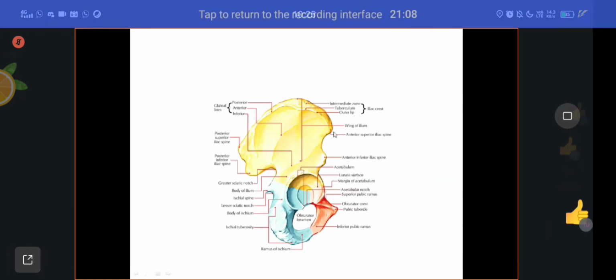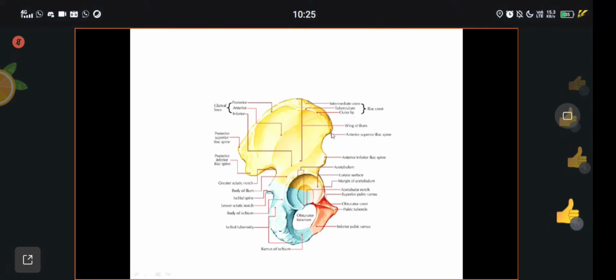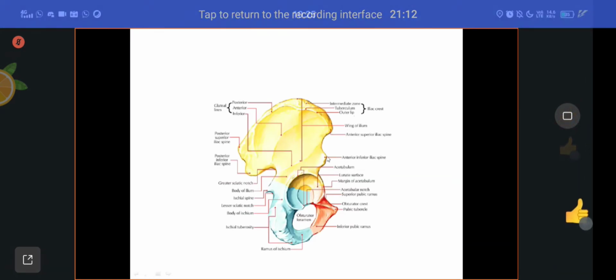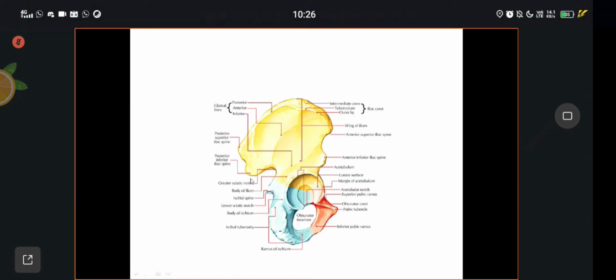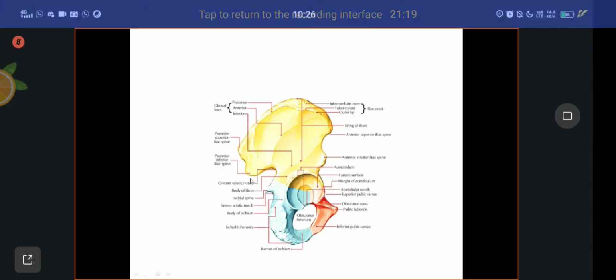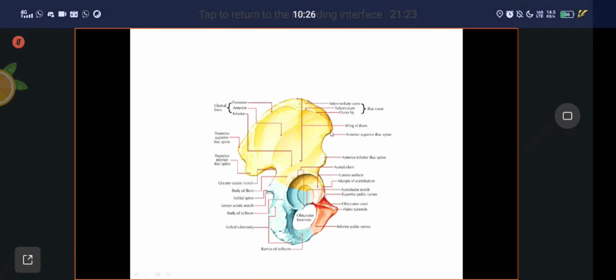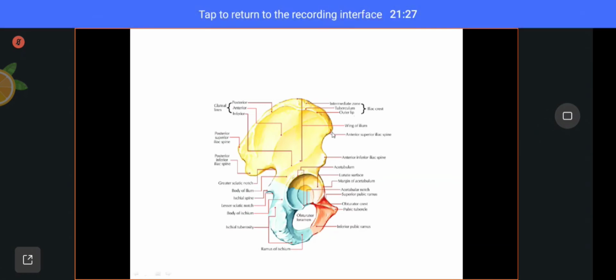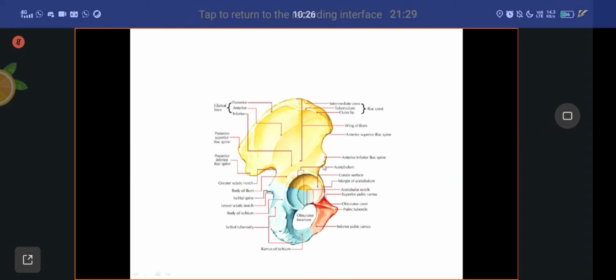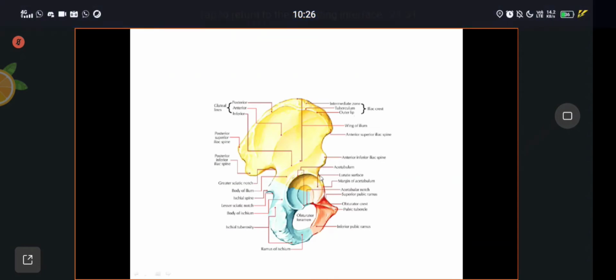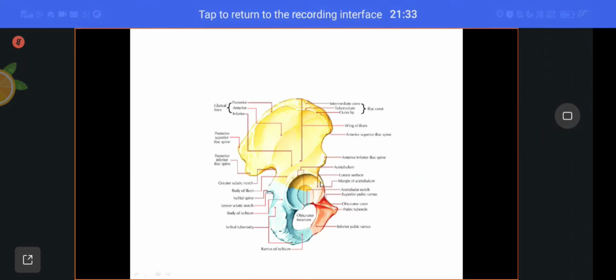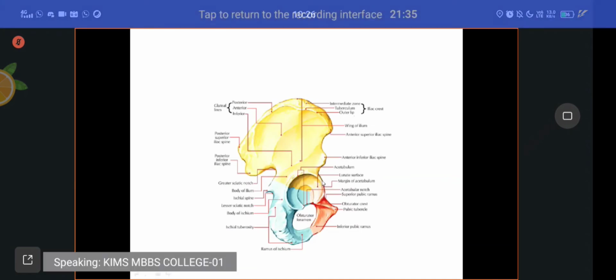So far we have studied only these two things. Now we will study about the borders. How many borders did I tell you? It has an anterior border, posterior border, and medial border. If you see here, the anterior border extends from the anterior superior iliac spine to the anterior inferior iliac spine and until the acetabulum.